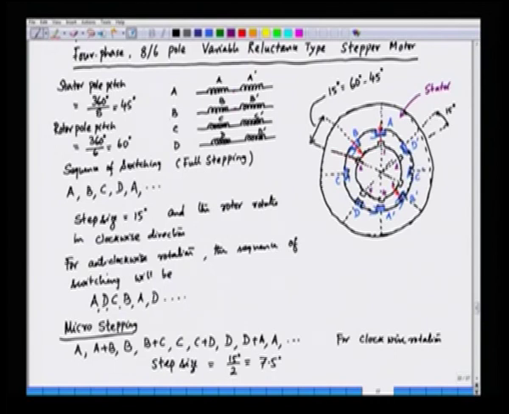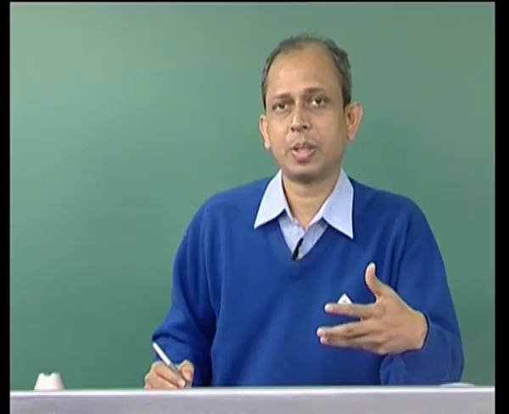Similarly, C and C prime are 2 poles, and they have 2 windings and they are series connected, C and C prime, that is the phase C. And then we have D and D prime, 2 poles, and they have 2 windings and they are also series connected, the D and D prime winding. So, in fact, here we have 4 different phases, and we have to switch these 4 phases for the motor to rotate.